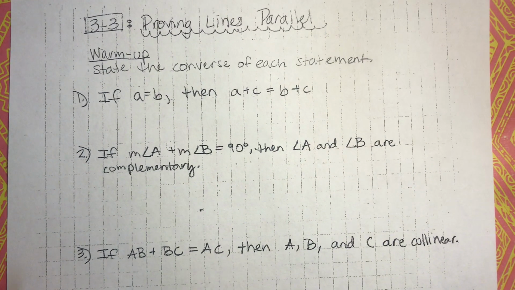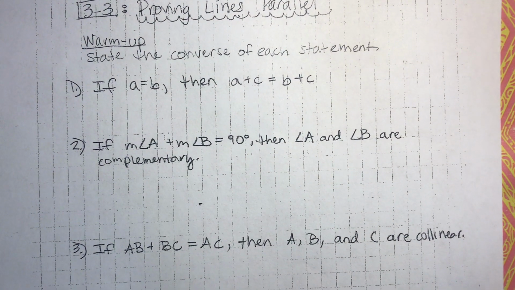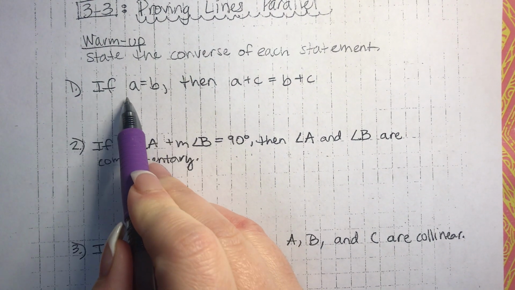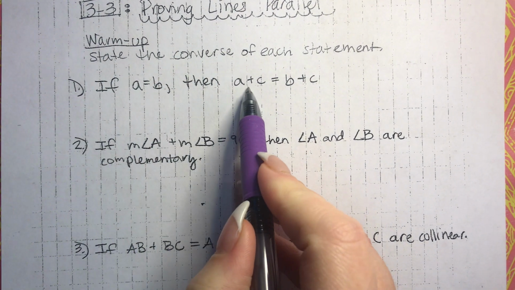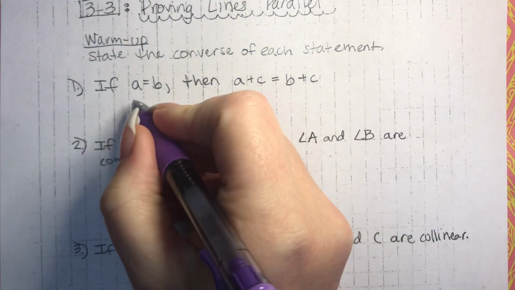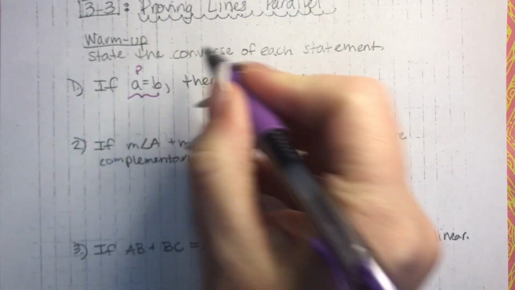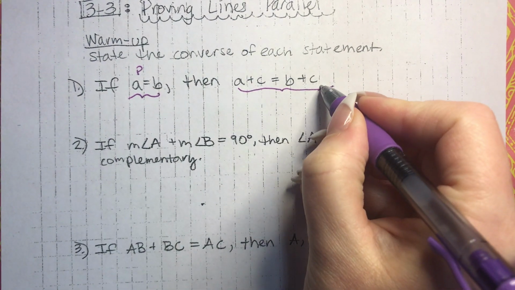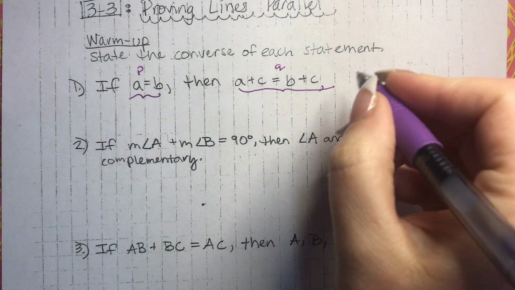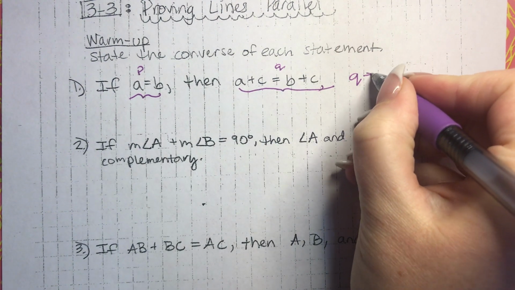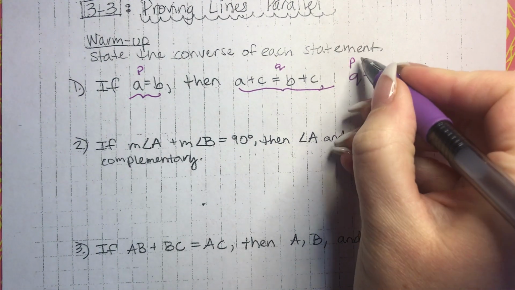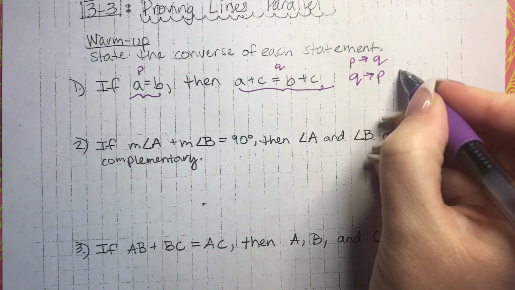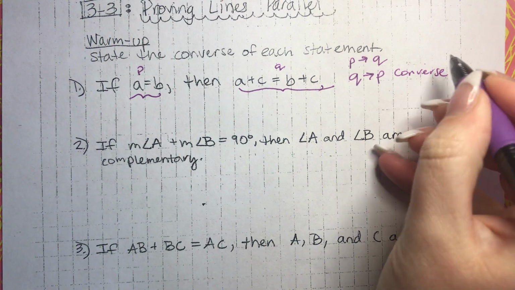All right, we are back. Let's go ahead and see how you did. So we're going to write the converse. So basically this says if A equals B, then A plus C equals B plus C. So this right here, this is our P, right? And this after the word then, that would be our Q. And so remember the converse is Q to P, right? The conditional is P to Q. That's what this is. P is first and then Q. And the converse is Q to P.